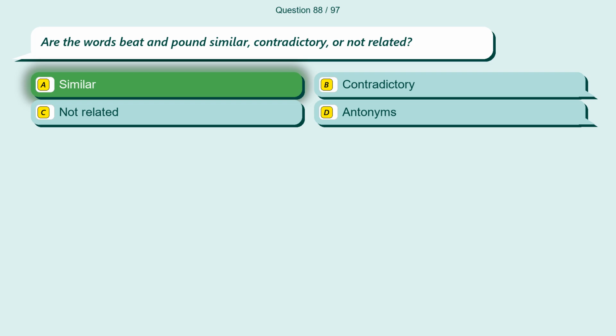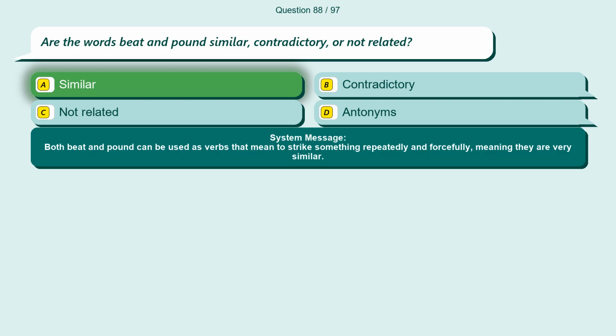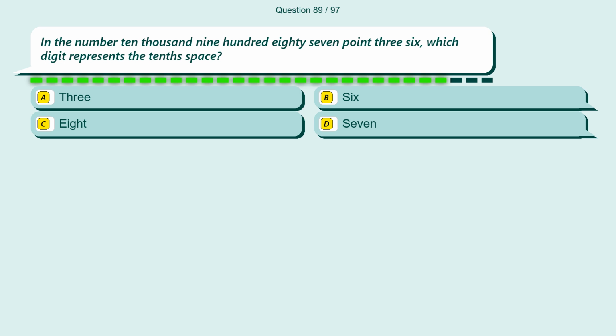The correct answer is option A, similar. Both beat and pound can be used as verbs that mean to strike something repeatedly and forcefully, meaning they are very similar. Question 89. In the number 10,987.36, which digit represents the tenth space? Option A, 3. Option B, 6. Option C, 8. Option D, 7.